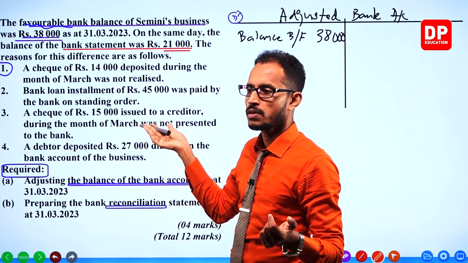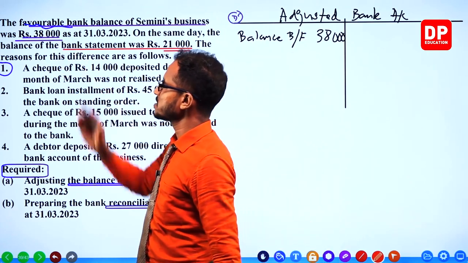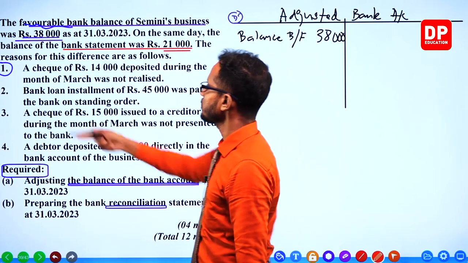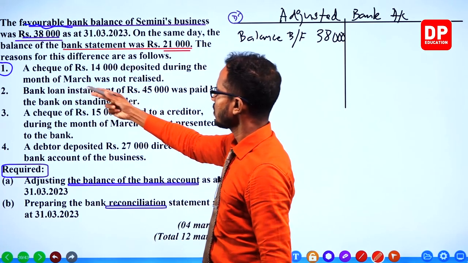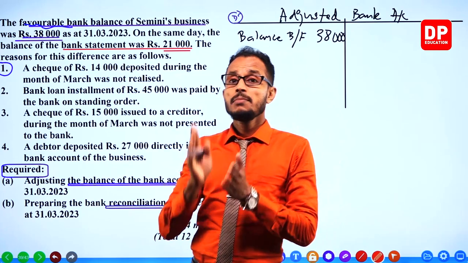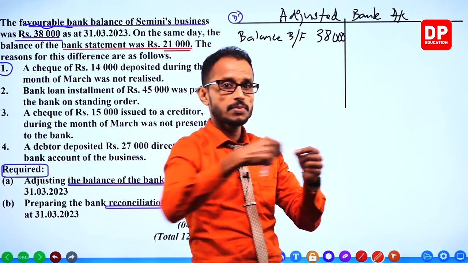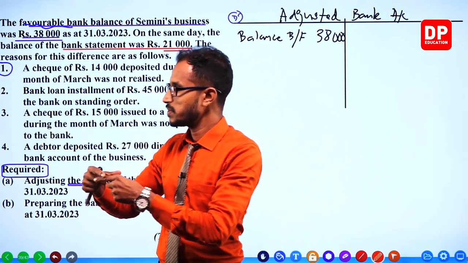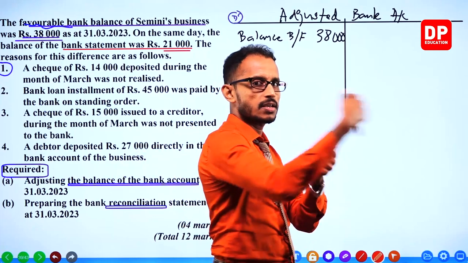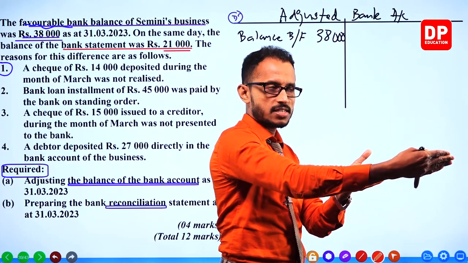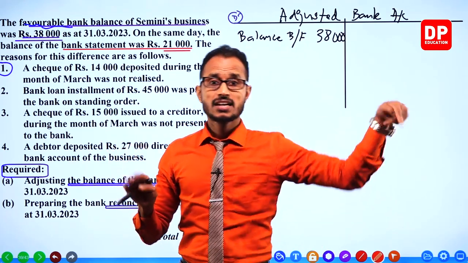Semini's bookkeeper, items that they have not included in their bank account, not in this balance of the bank account. Is the first item like that? Check of 14,000 deposited during the month of March was not realized. Semini has deposited a check in the bank. So the check has gone to the bank, but they have not yet realized the cash for that check. It has not yet come to the bank account.